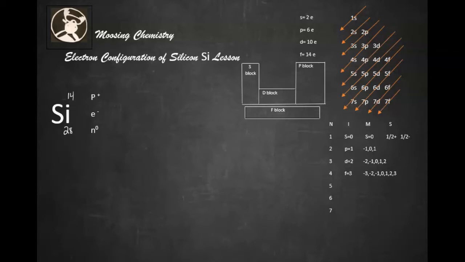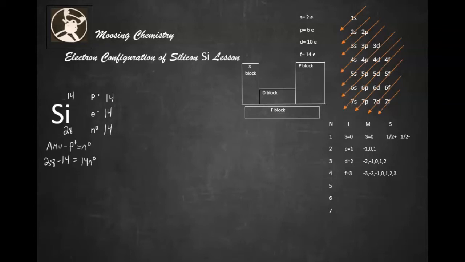Since the atomic number is 14, we have to have 14 protons. And since silicon's electrically neutral, we're going to have 14 electrons. What about the number of neutrons? We go AMU minus protons equals neutrons. So we go 28 minus 14. That gives me 14 neutrons, so we're going to put 14 in.